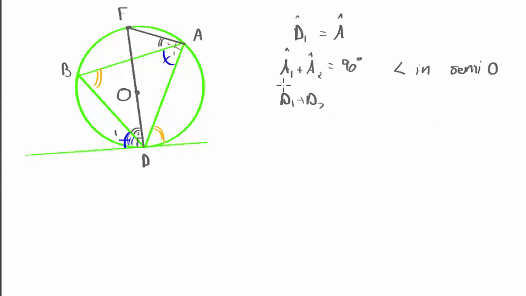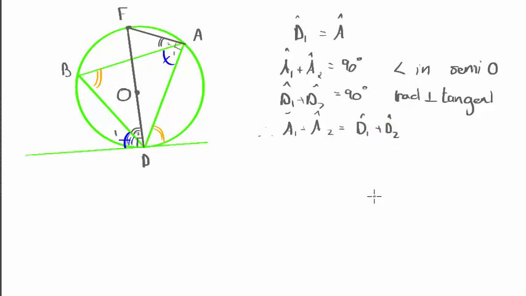Then D1 plus D2 is equal to 90 degrees, radius perpendicular to tangent, or tangent perpendicular to radius, however you put it. Therefore, A1 plus A2 is equal to D1 plus D2. Make sense? And then I say, but A2 is equal to D2.